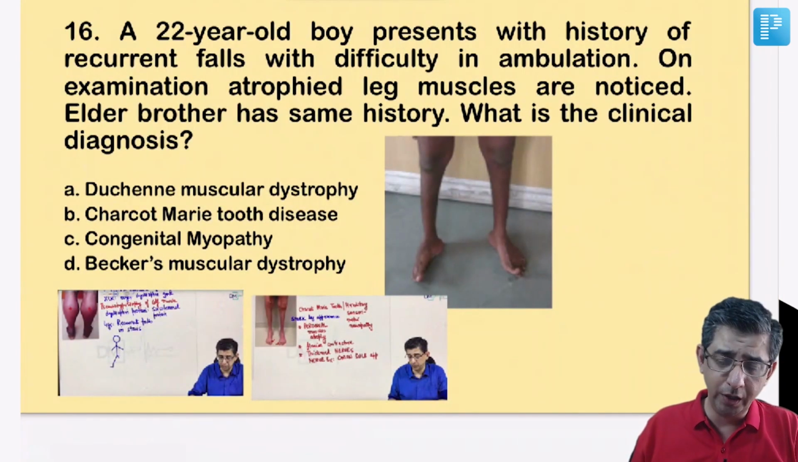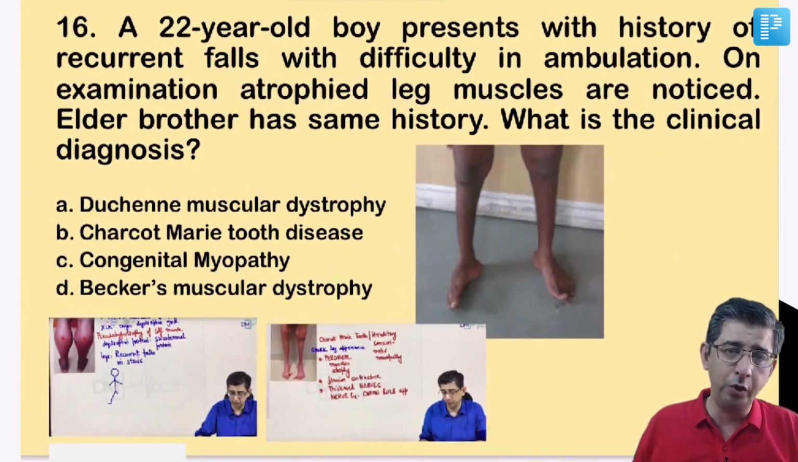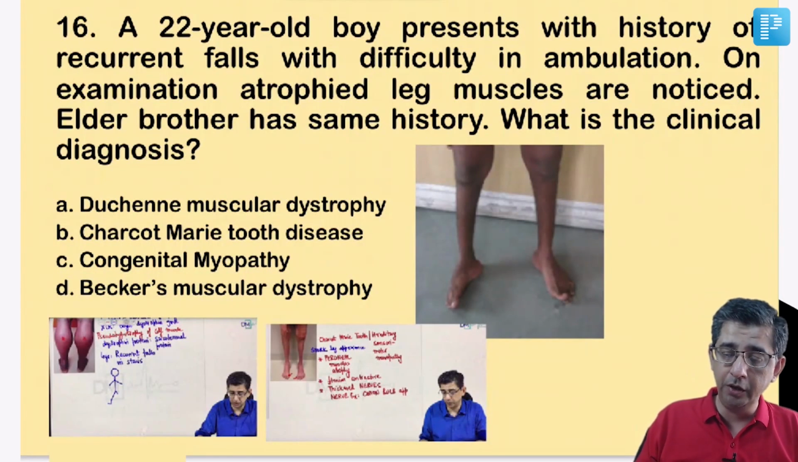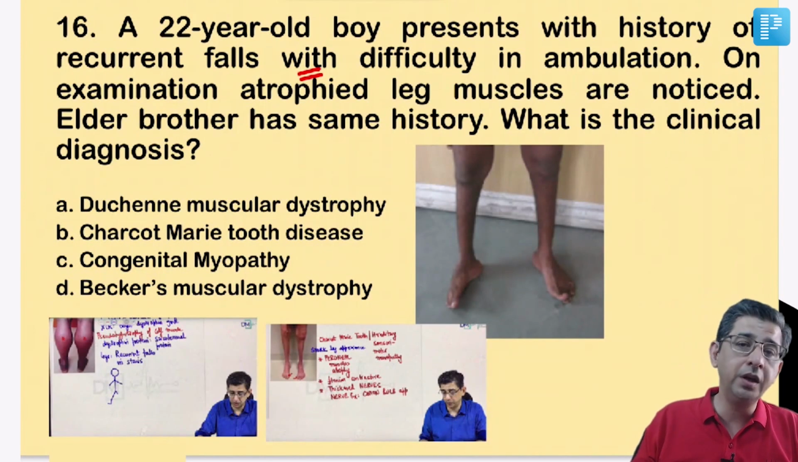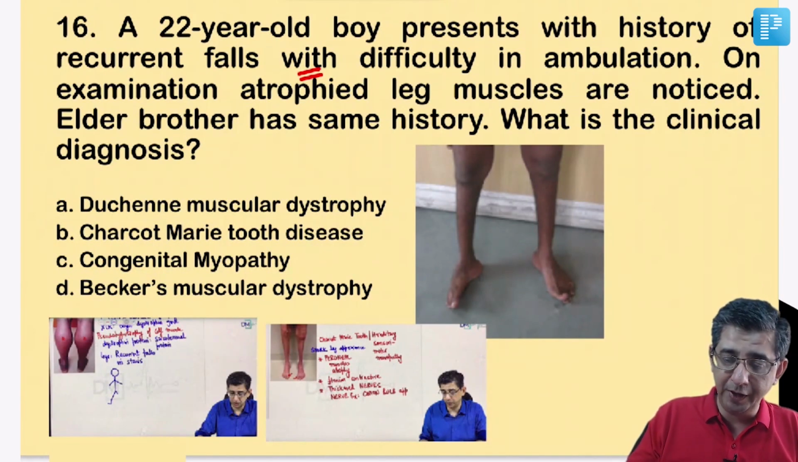He mentioned about a boy. The age is obviously disputable. It could have been a 12-year, 22-year-old boy. But we'll talk about the standard history. Recurrent falls with difficulty in ambulation. Now, what I'm mentioning next will definitely be contended by a lot of you.